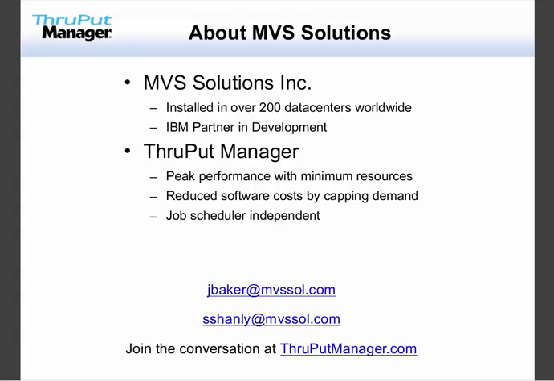How will ThruPut Manager help when the 4-hour rolling average is not a contributing factor for the pricing model used, if the pricing model is based on MIPS, DASD, and tape?